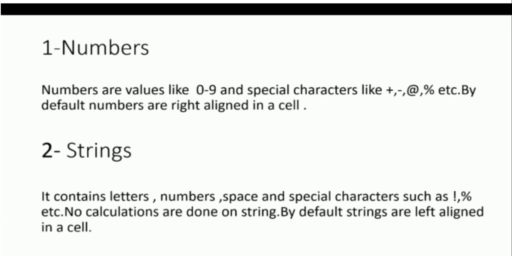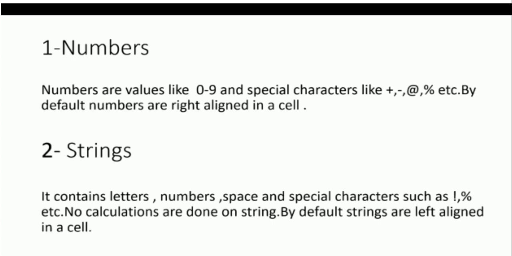Okay children, the first one is numbers. You can enter numbers. Numbers are values like 0 to 9, 1, 2, 3, 4, 5, 6, 7, 8, 9, and special characters like plus, minus, and percent, etc. And children, by default, numbers are right aligned in a cell. Right aligned means when you enter data in a cell, it shifts towards the right side of the cell.